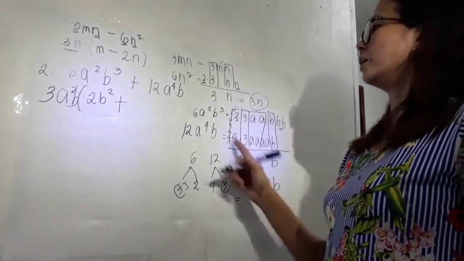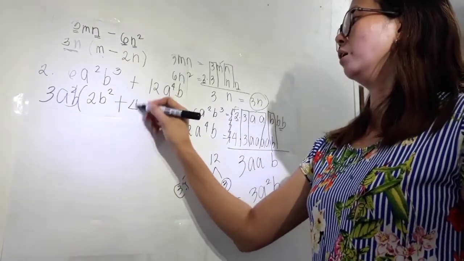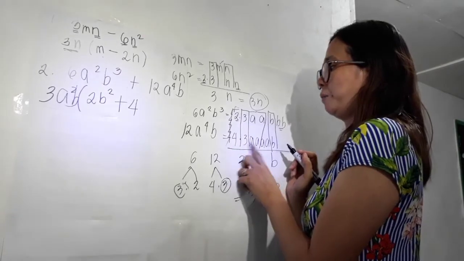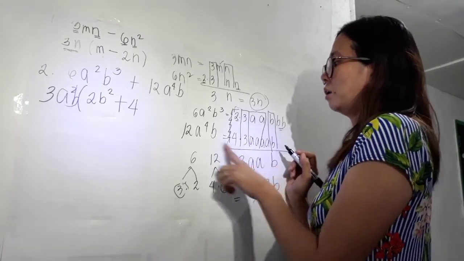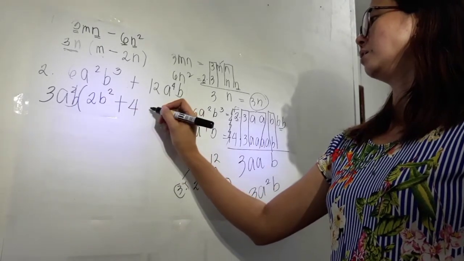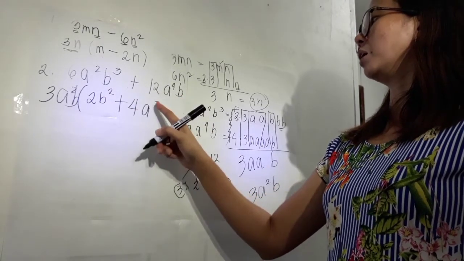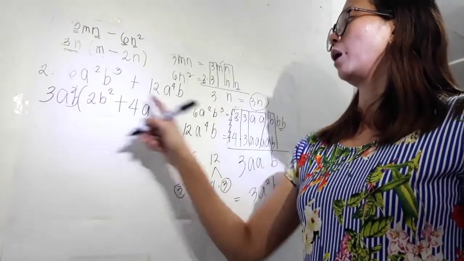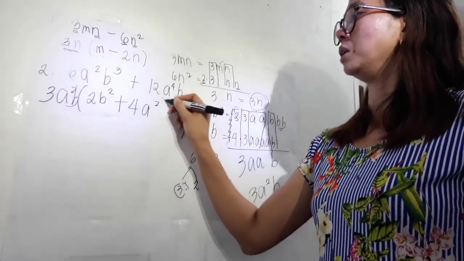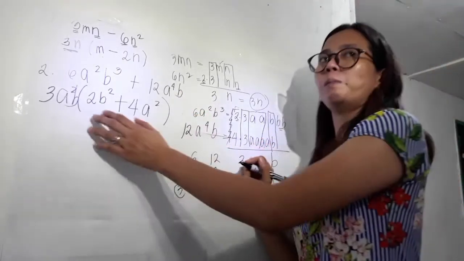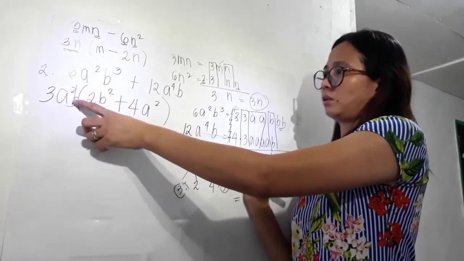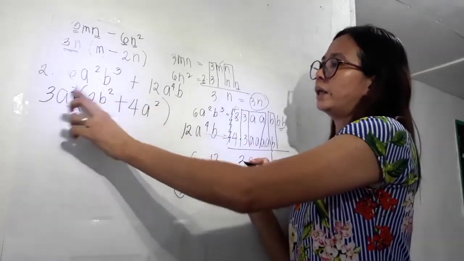Okay? And then this time we have 4. 12 divided by 3 is 4. Or just look at the remaining terms in your factors. So we have 4. Then a squared. Because a squared times a squared is a raised to the 4th power. Okay, then b. Okay, so you can apply also the concept of exponents. So, you will add the exponent.